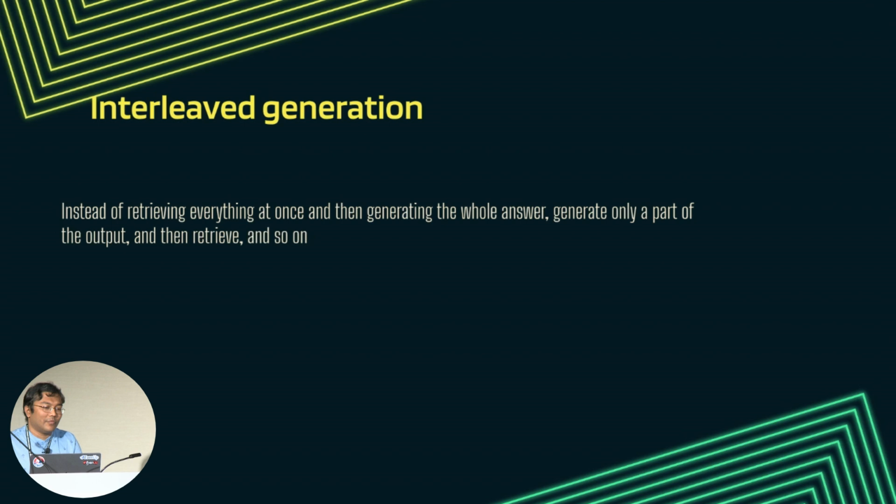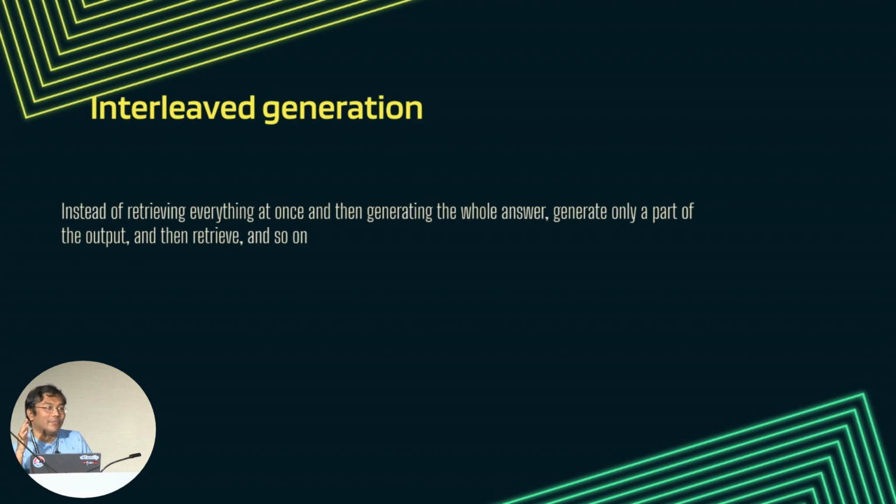And then finally, instead of retrieving everything at once, let me get a quick time check. 7 minutes. Instead of retrieving everything at once, generate only a part of the output. So this is called interleaved generation. What this means is you start generating the answer, and then if you feel that the model is likely to hallucinate next, or is likely to not know the rest of the answer, it goes back to retrieve. And this is not human in the loop. It is automated.